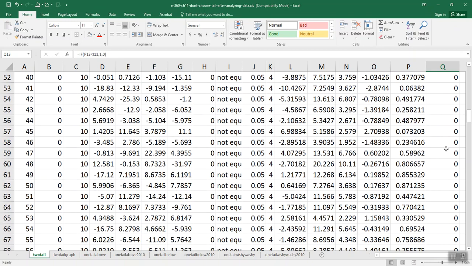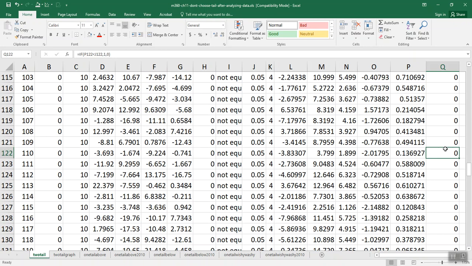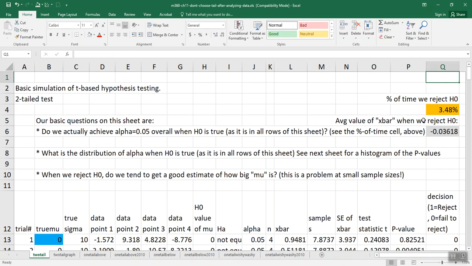Well, every now and then I see a 1. What percent of the time is that? We can just take the average of the binary data, and that tells us what percent of the time it's a 1. Did we get 5% here, like our target 5% for alpha?